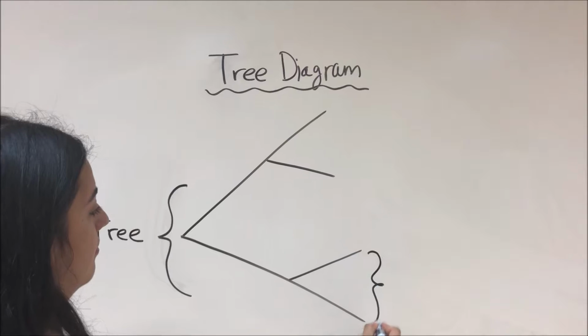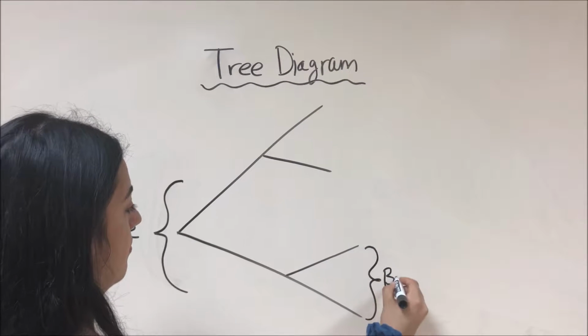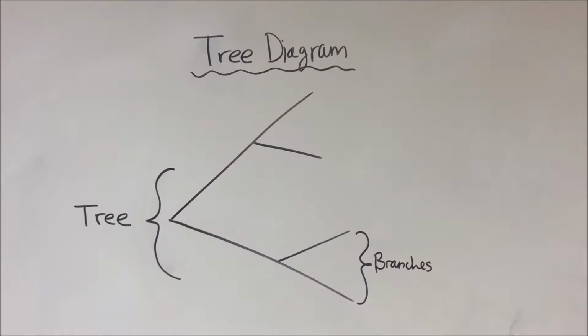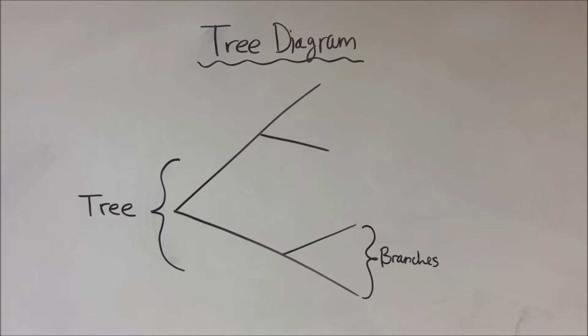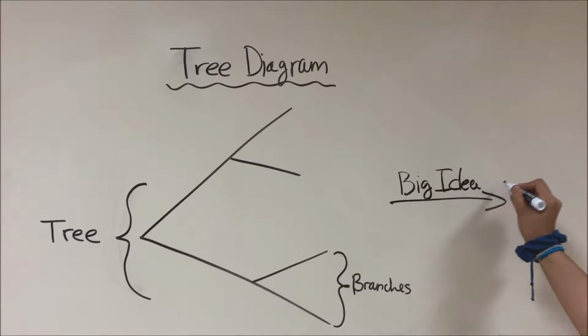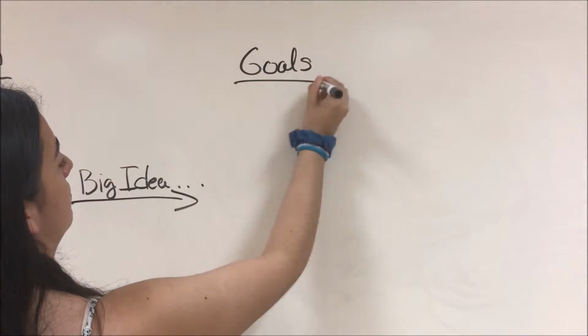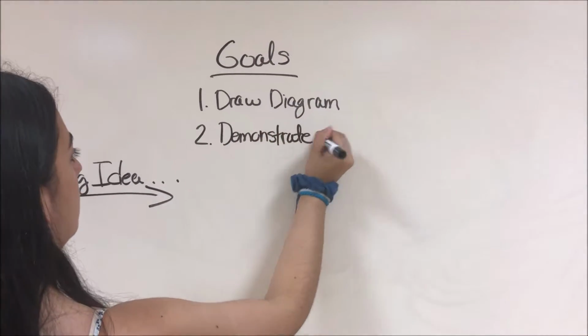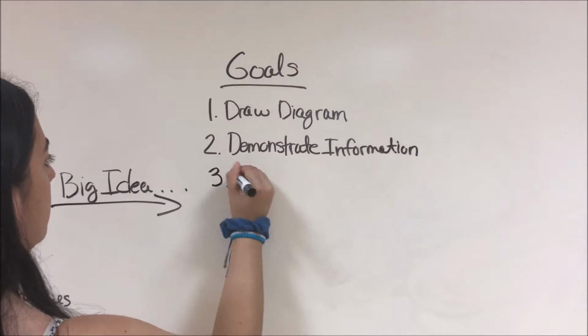So each branch in a tree diagram represents a possible outcome. If two events are independent, however, the outcome of one has no effect on the outcome of another. So what's the big idea in a tree diagram? In order to make a tree diagram, you must first draw it, 2, demonstrate the information that you have, and 3, solve the problem.